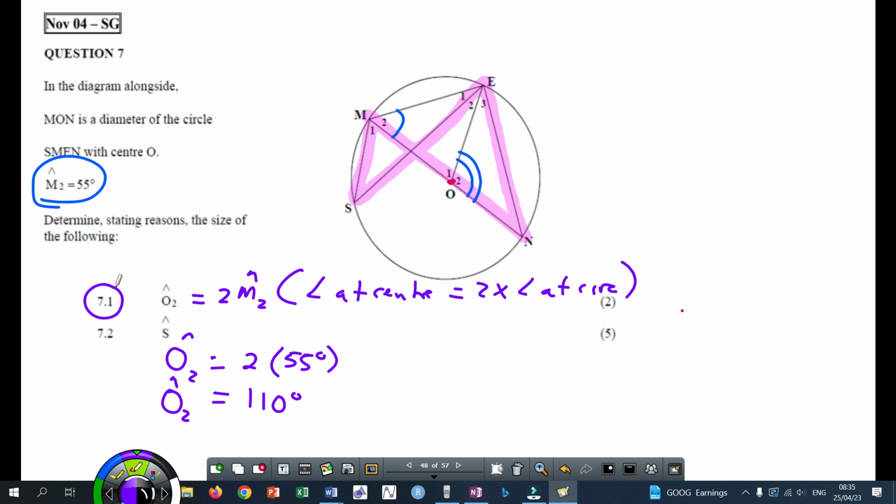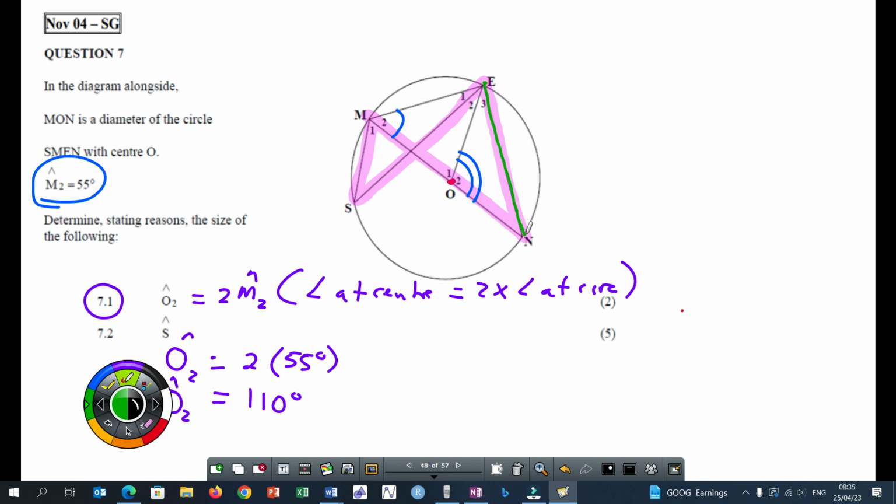Okay, I need you to be aware that this question, to calculate O2, this is not the only way, but this is the shortest way. There is a longer way though, but I'll share with you. So here, angle O2 is at the center. Which chord subtends it? It's called EN. So this chord EN subtends angle O2 at the center.